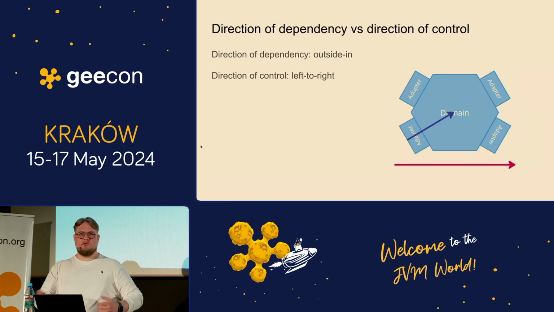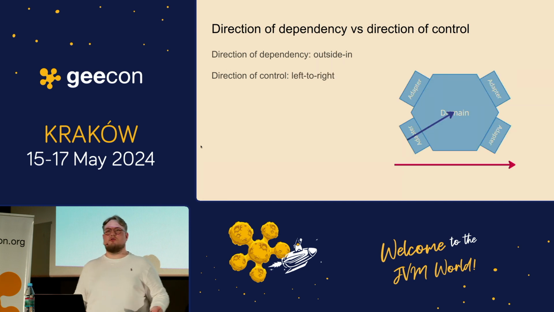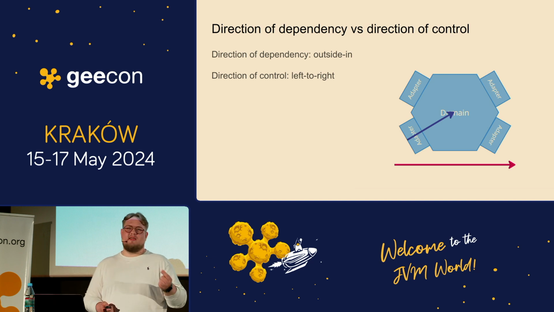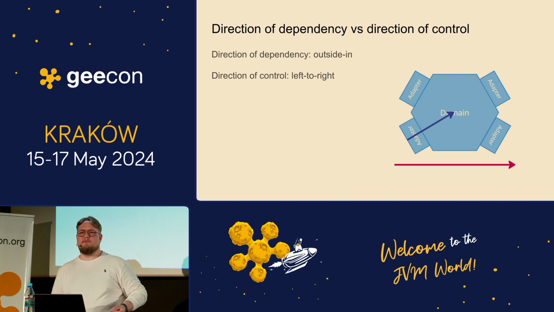And how does hexagonal architecture solve this problem? It solves it in a very simple way. The drawback of the layered architecture is that it only has one dimension. It only has top and bottom, right?